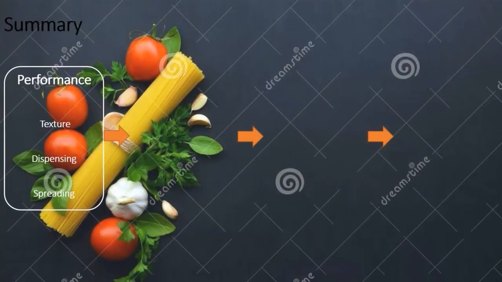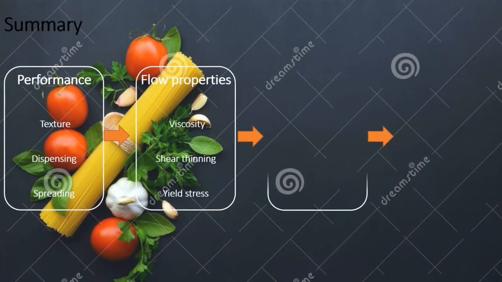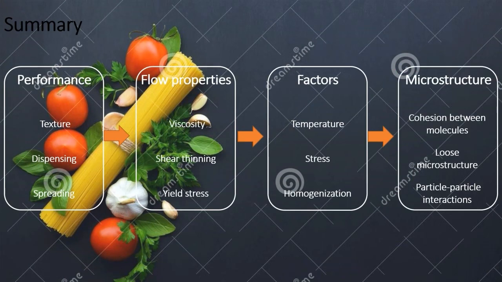In conclusion, we can see the link between the performance of the tomato sauce and its microstructure. The performance of texture, dispensing, and spreading depend on the change of the temperature, pressure, and yield stress, which relates to the change in microstructures.